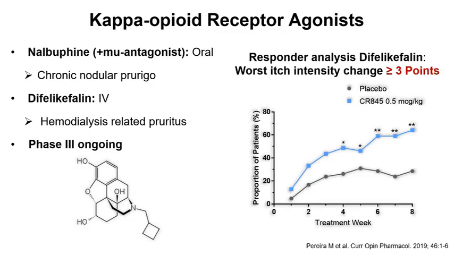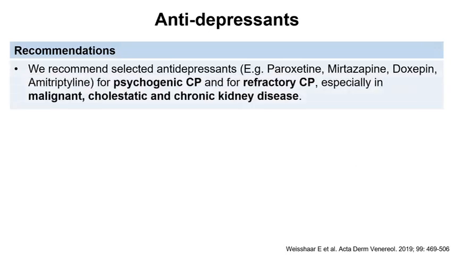Now we have here the responder analysis of 3 points. I told you before that in dermatosis we have 4 points as a responder, and here we have 3 points. Worst itch responder analysis, and you see a very nice curve here that many of the patients receiving the substance had a good pruritus control. What about antidepressants? And they work in pruritus as well as they do in pain.